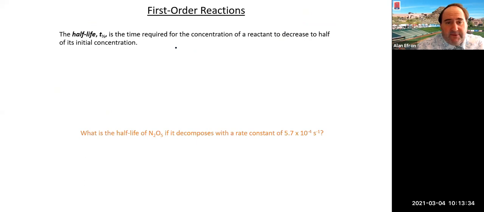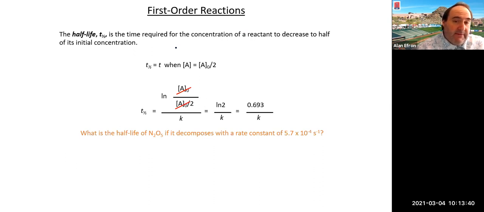So half-life, as I mentioned earlier, is really the time it takes for half of whatever you started with to disappear. Specifically, for our first order reaction, the half-life is the natural log of 2 divided by K, which means the half-life is dependent on the rate constant and not on any concentration values, just the rate constant, how fast it goes.